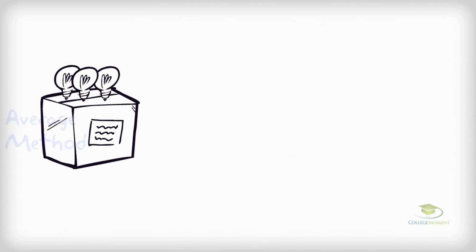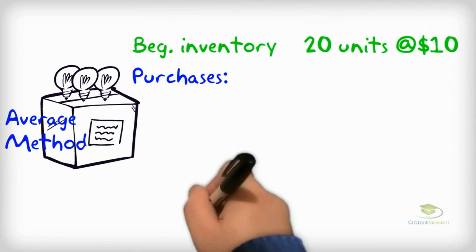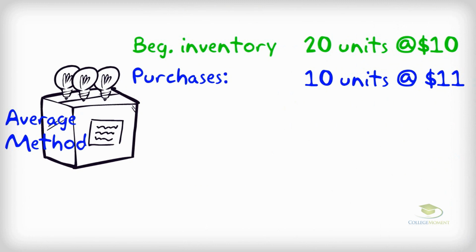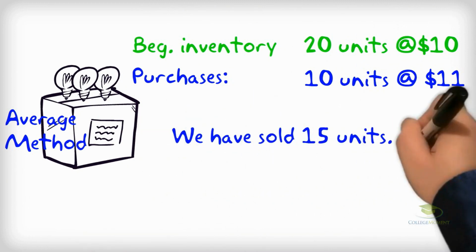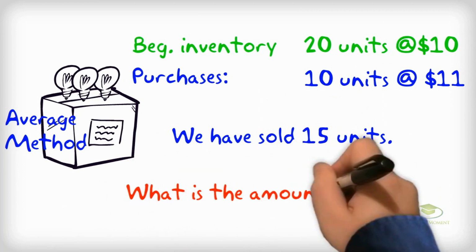Let's solve the same problem, but now using the average cost method. Same beginning inventory, 20 units at $10, and same purchases, 10 units at $11. Again, we have sold 15 units. Find the cost of goods sold and the value of ending inventory.